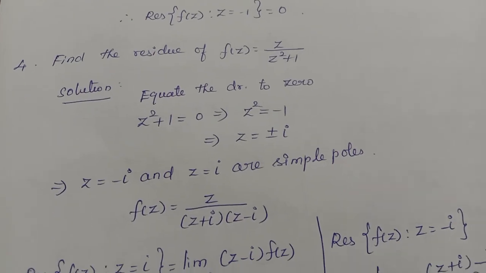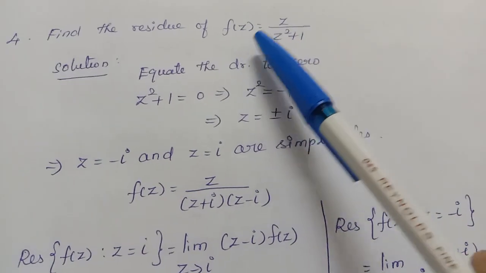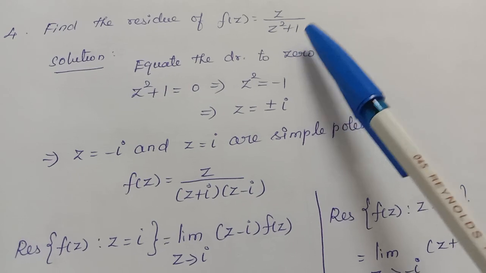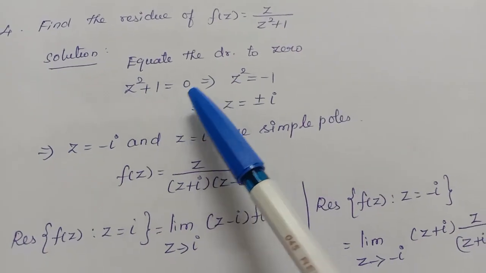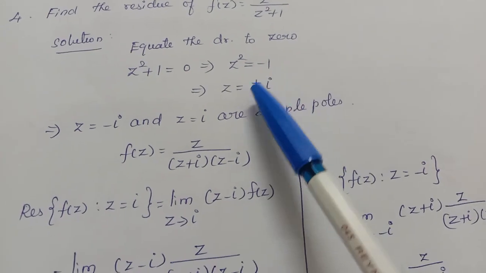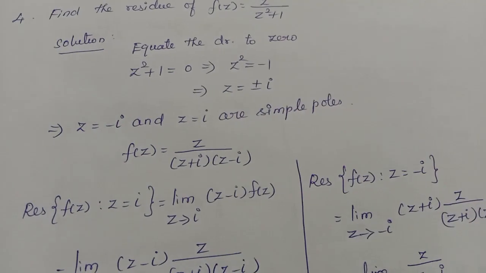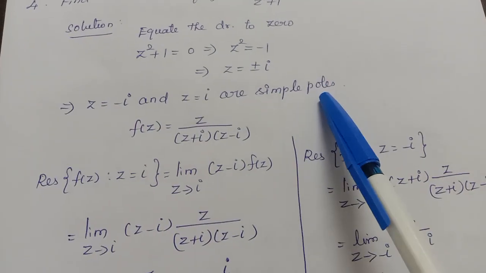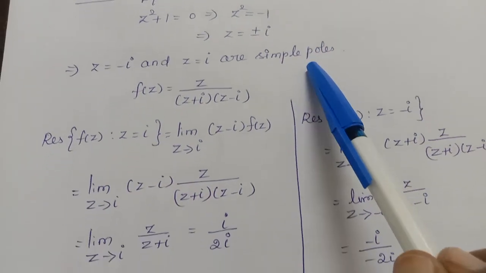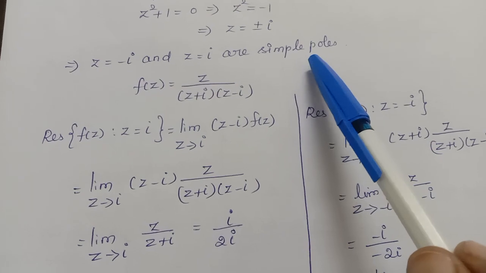Then the next problem, find the residue of f of z equal to z by z square plus 1. Equate the denominator to 0. z square plus 1 equal to 0. So z square equal to minus 1. That implies z equal to plus or minus i. So plus i and minus i are simple poles. Okay, let us find the residues at these points.